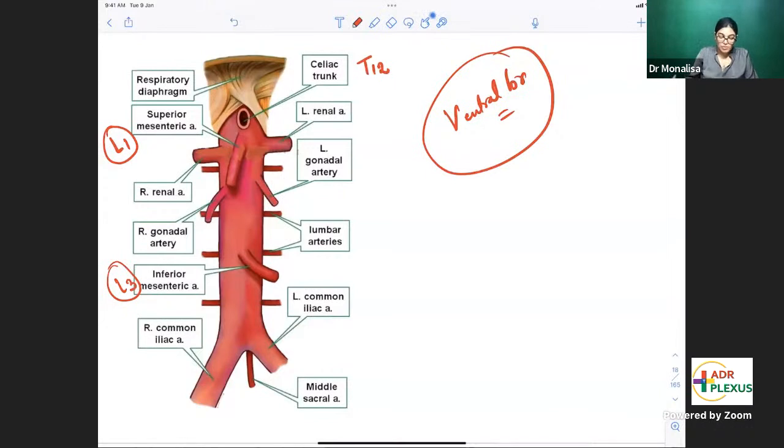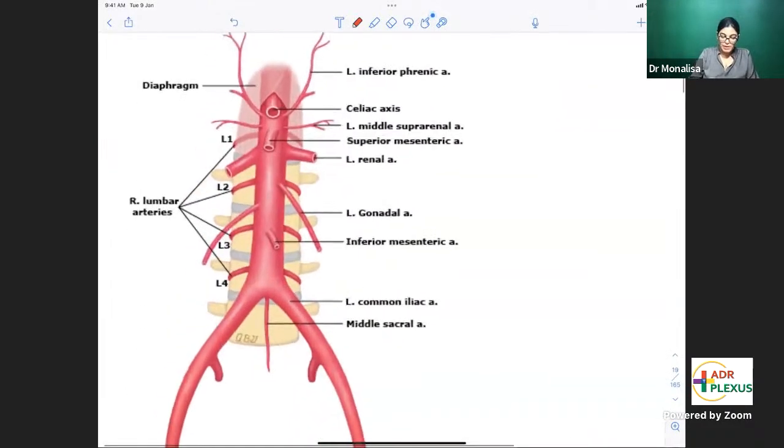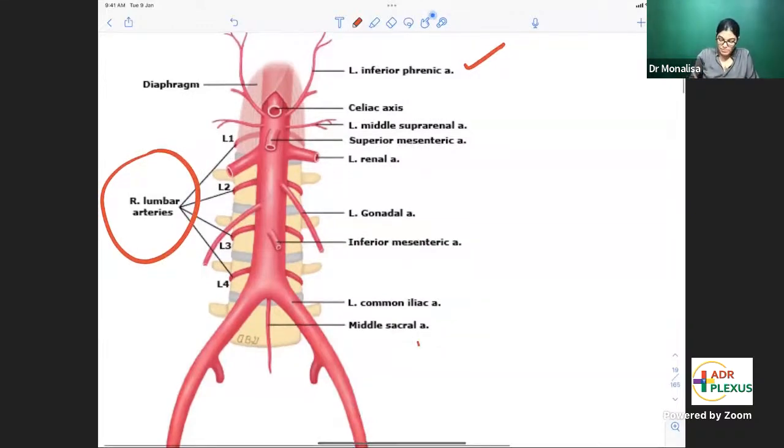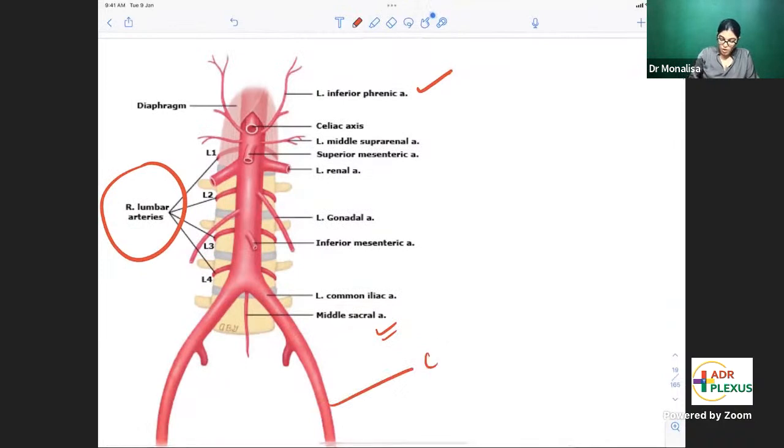And we have also visceral branches: gonadal arteries, renal arteries, suprarenal arteries. And we have also the parietal branches. So a similar diagram, which is better. You can see here, the other branches are inferior phrenic. It also gives 4 pairs of lumbar branches. Terminal branches are middle sacral and common iliac arteries, right and left common iliac artery. So you can see in this diagram that uterine artery is not a branch of abdominal aorta.